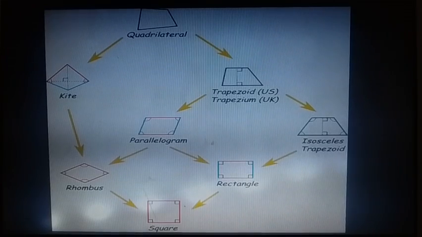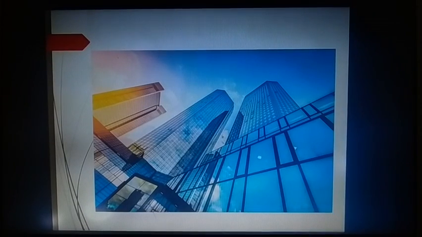Let us observe one more figure. Observe it carefully. Here we can see quadrilaterals, but all these quadrilaterals which we are seeing in this figure are of the same type. Let us make it clear in the next.